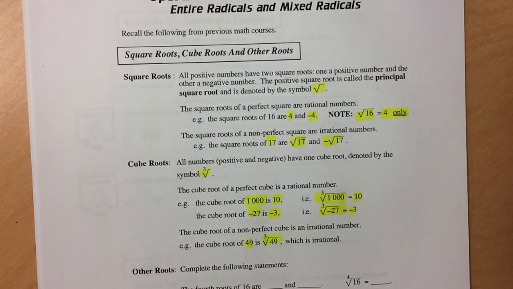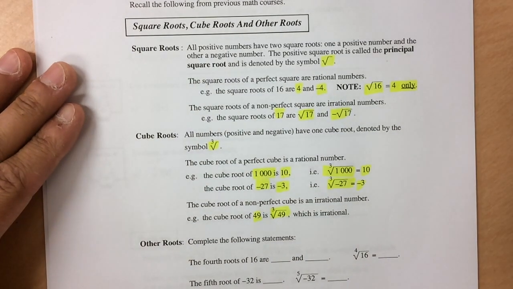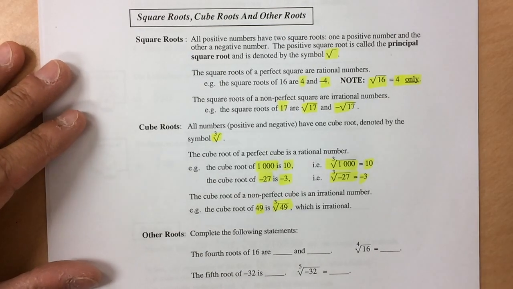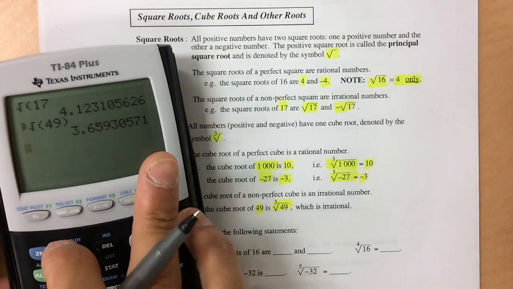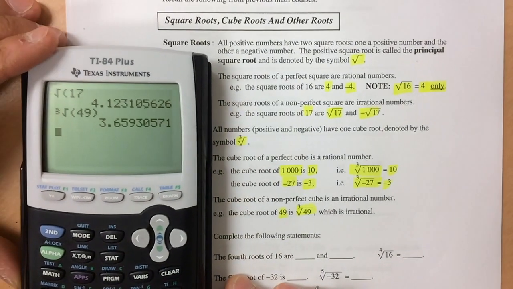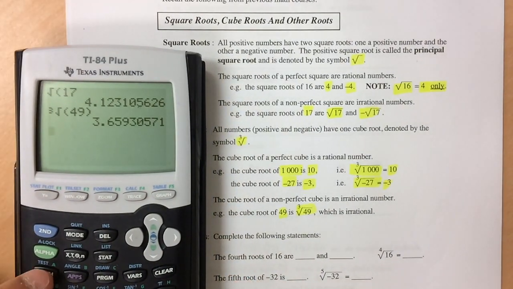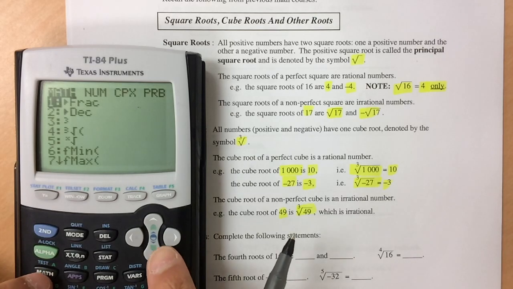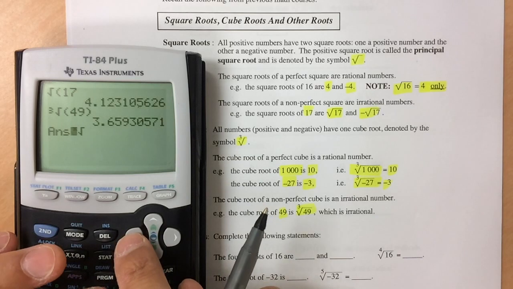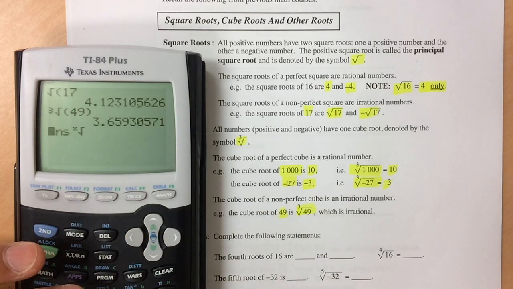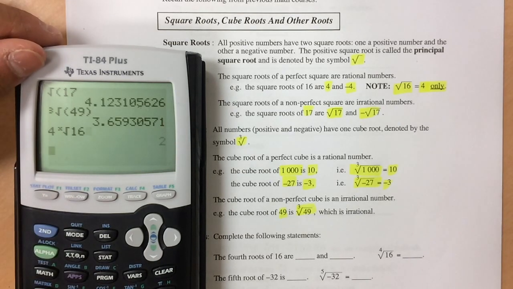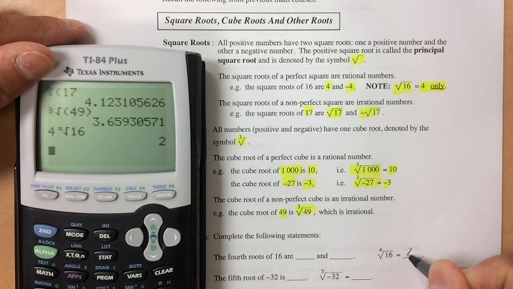So let's complete the statements below. So, other types of roots. The fourth root of 16. Now, this is one that you should know first of all, but if you're wondering how you would input this into your calculator, I would go to my math button right here, and I would go down to option number 5. Now, before I even type in that, I want to tell my calculator I'm looking for the fourth root, and then I would put in 16. And I would get an answer of 2.